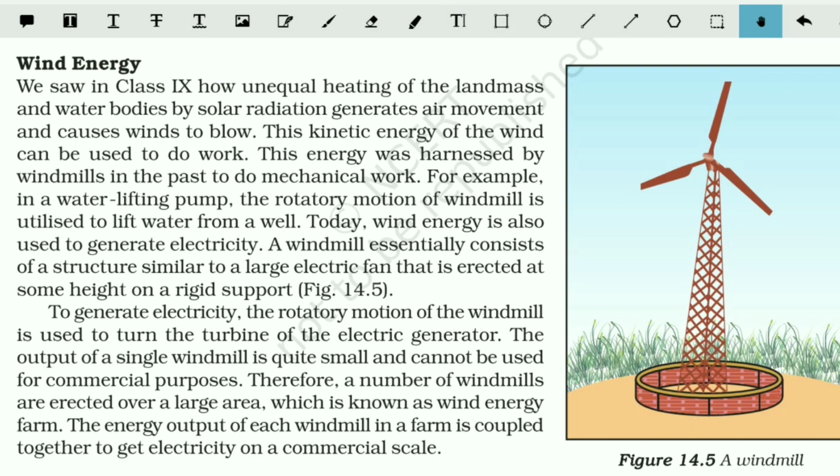To generate electricity, the rotatory motion of the windmill is used to turn the turbine of the electric generator. The output of a single windmill is quite small and cannot be used for commercial purposes. So the energy output of a single windmill is very less. That's why a number of windmills are erected over a large area, which is known as the wind energy farm, or it is called wind energy hub. The energy output of each windmill in the farm is coupled together to get electricity on a commercial scale.